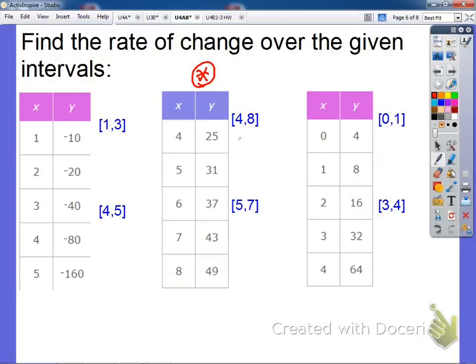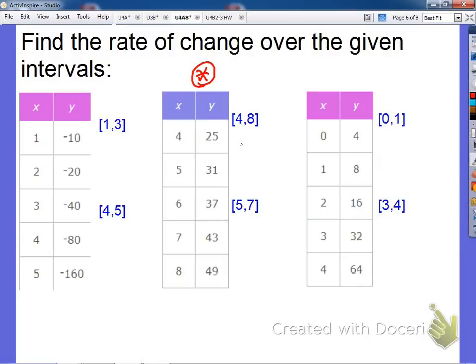Okay, so we're looking for the change in y with the change in x here. So this is going to be 8 minus 4 on the bottom. And what is the y value for 8? It's 49. What's the y value for 4? It is 25. So 49 minus 25 is what? 24, all over 4. So you simplify that and you get 6.